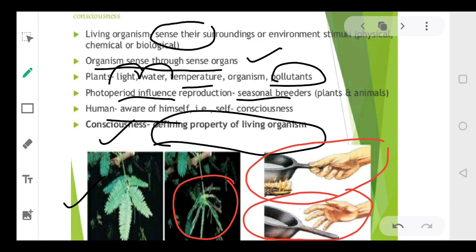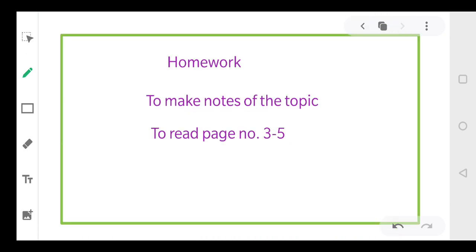Okay, dear students? So this will be your homework for today. First of all, make notes of the topic and read pages 3 to 5. Strictly, read only your NCERT. NCERT is a must for everyone. Your NCERT is a Bible for you. All the points that I've spoken about have been taken from the NCERT. So read each line of NCERT, underline, and if you have any doubt or query, please talk to me.